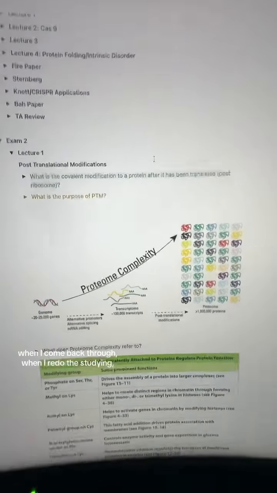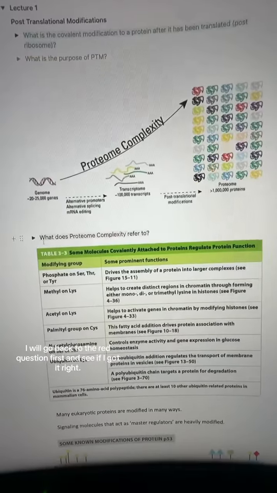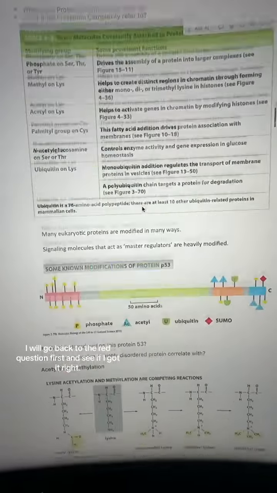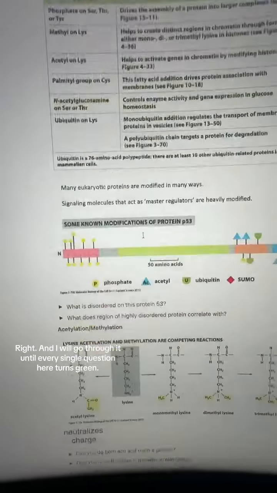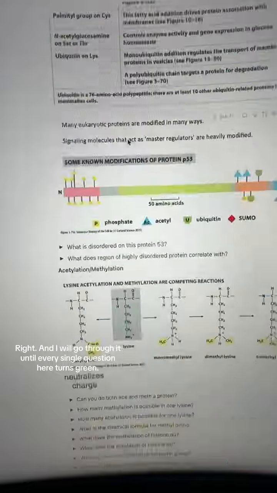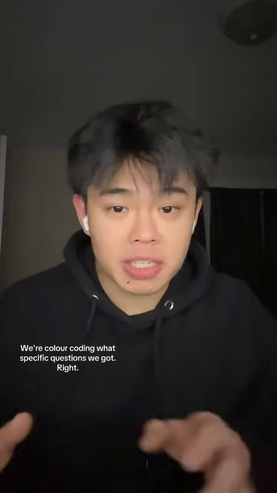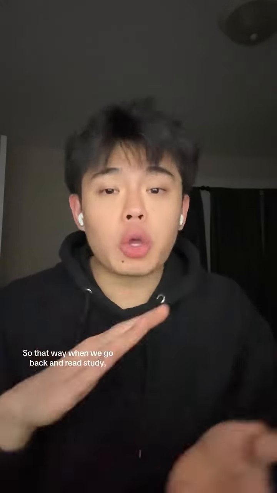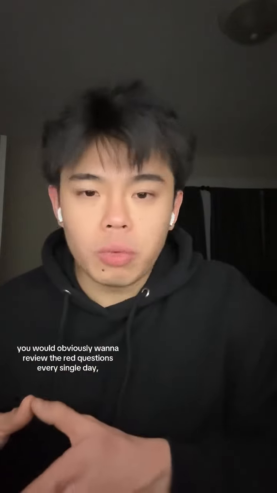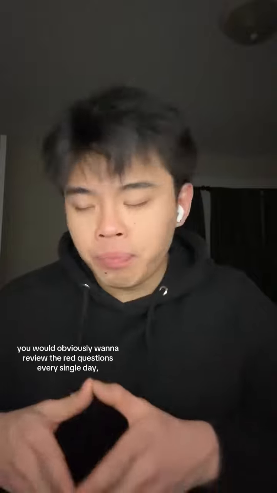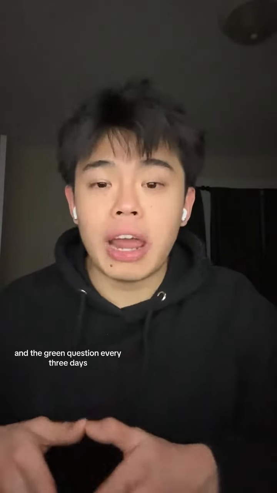Now when I come back through, when I redo the studying, I would go back to the red question first and see if I got it, right? Go back to the red question until it turns maybe yellow or green, and I would go through it until every single question here turns green. We're color coding what specific questions we got right, so that when we go back and restudy, we are only focusing on what we don't know. General rule of thumb, you would obviously want to review the red questions every single day, the yellow questions every other day, and the green questions every 3 days until every single question is completely green.